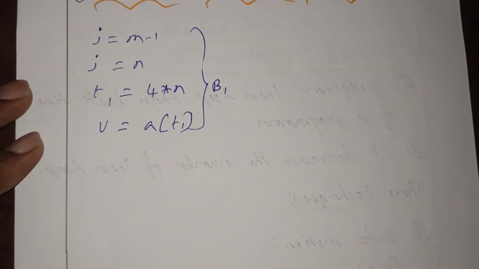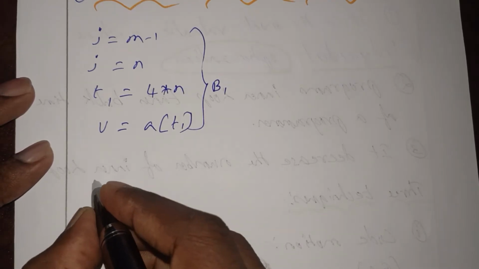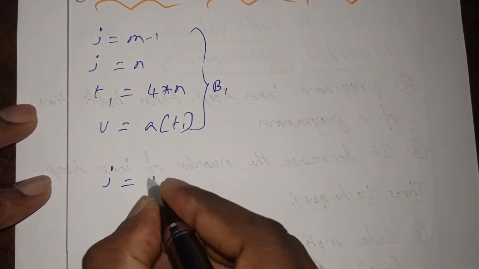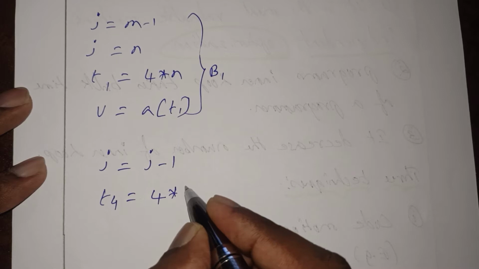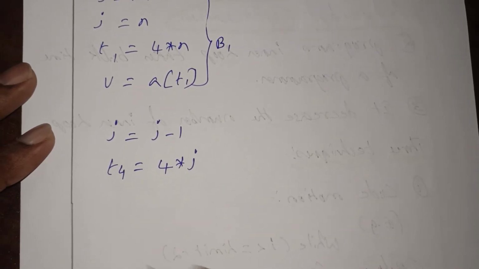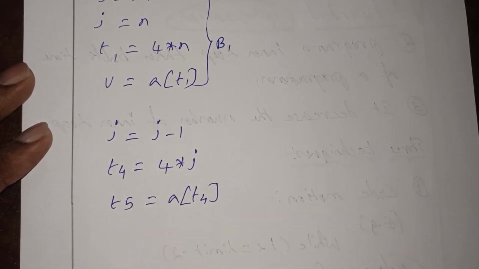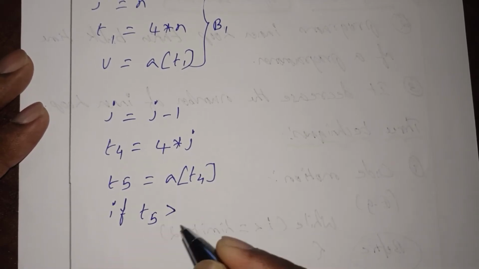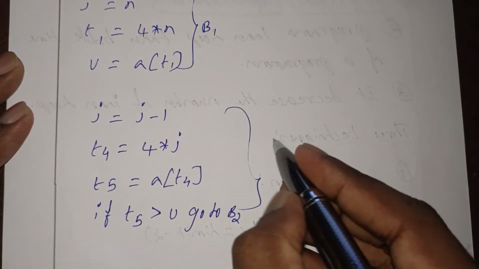Okay, so I am getting into the next block so that you will come to understand what exactly the loop variant has been operated here, how this variable is eliminated, right? This is the second block. Again, I have some interrelated values from block 1. j is equal to j minus 1, t4 is equal to 4 asterisk j, and then we can have t5 is equal to a of t4, right? And then the condition: if t5 is greater than u, then go to block 2. So this is block 2.